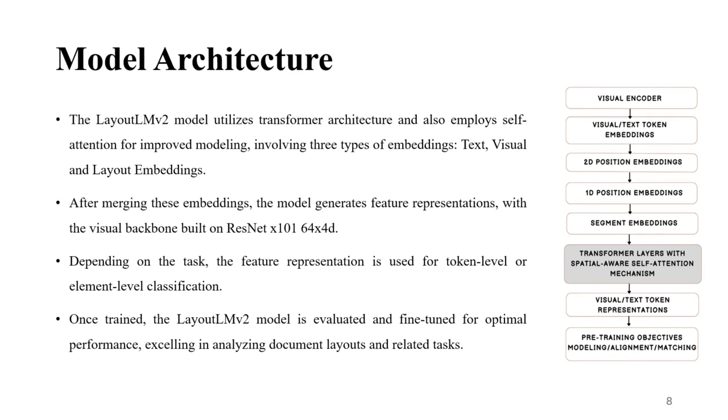When we come to talk about the model architecture, we know that the LayoutLM version 2 model involves three different forms of embeddings, which are text, visual, and layout, which uses transformer architecture in addition to self-attention for enhanced modeling. Following the merging of these embeddings, the model produces feature representations with the ResNet 64 into 4D serving as the visual foundation. The feature representation is used for either element level or token level categorization depending on the job.